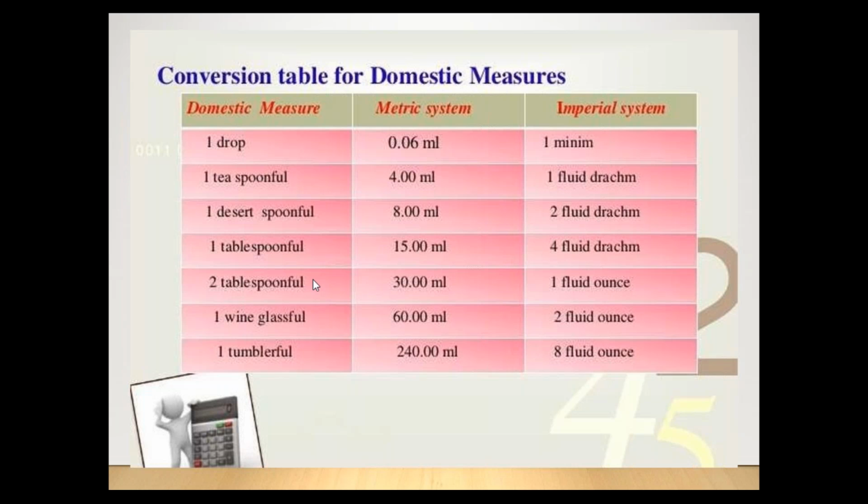And a tumbler full is 240 ml. That is 4 times a wine glass full. Same way, in the imperial system it is 8 fluid ounces.